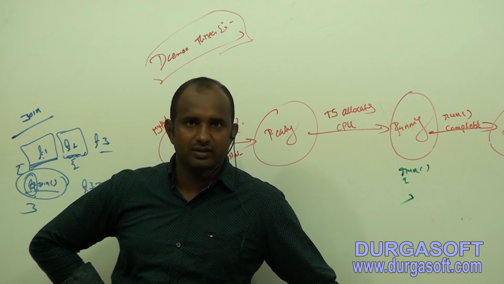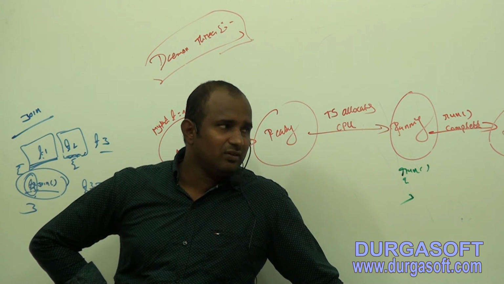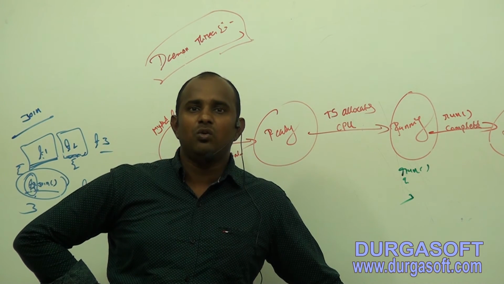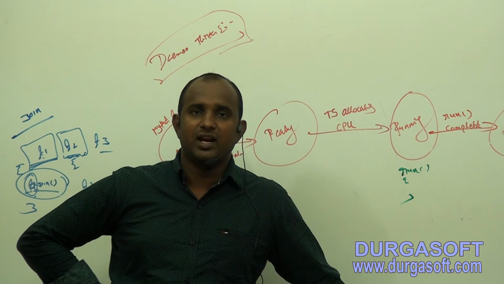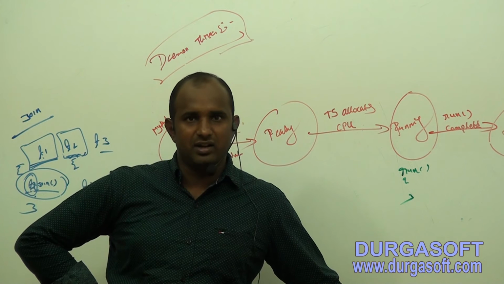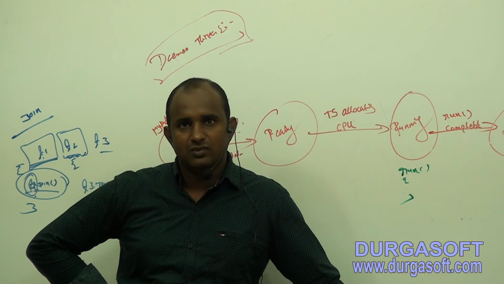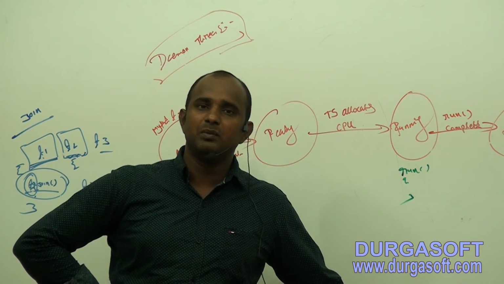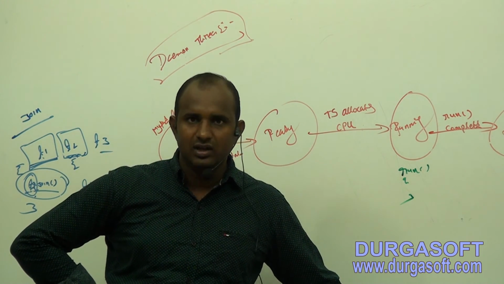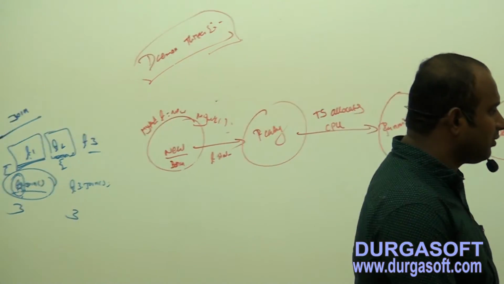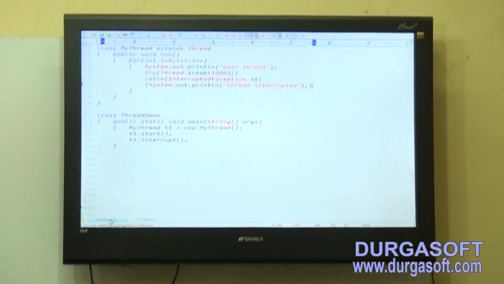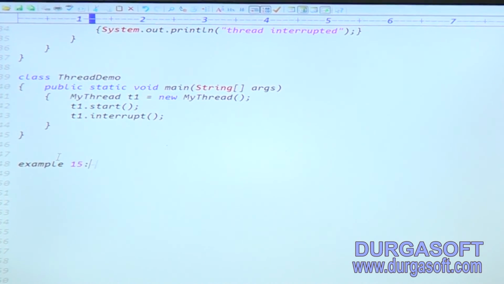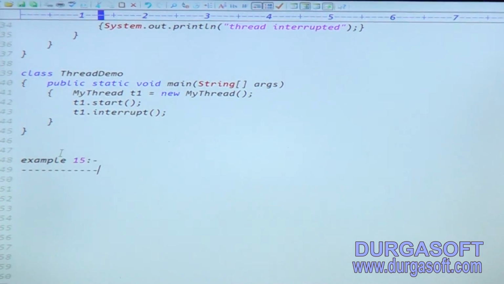Those points are already completed. Up to now we discussed the first approach. What is the first approach? Extending the Thread class. Now I will start the second approach. What is the second approach? Implementing the Runnable interface. Now the second approach to create a thread is implementing the Runnable interface. Clear? Now I will give the example regarding implementing the Runnable interface. Please check it. Next one is example number 15.